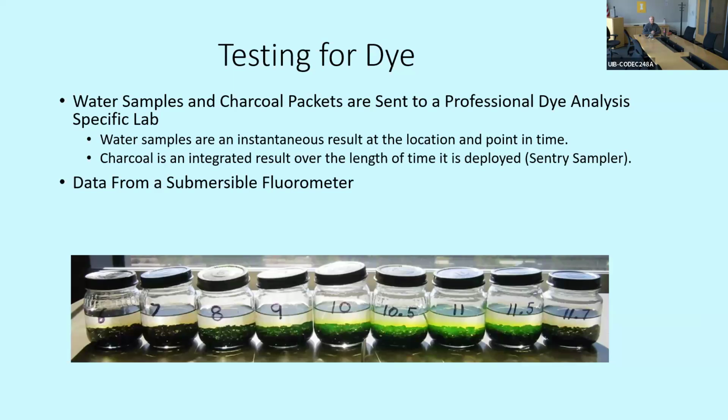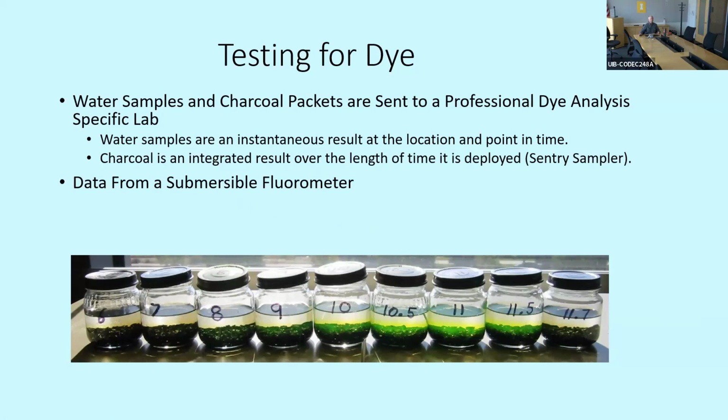Now, water samples give you instantaneous results at that location and point in time, but we also use activated charcoal. It's a special type of charcoal, but it gives you an integrated result over the length of time that the charcoal sampler is deployed, which means it is basically a sentry sampler. So if any dye passes through in between your grab water samples, your charcoal packets will pick that up and you won't miss it. We also use submersible fluorimeter instruments, and then calibrate those to lab grab water samples that we submit.